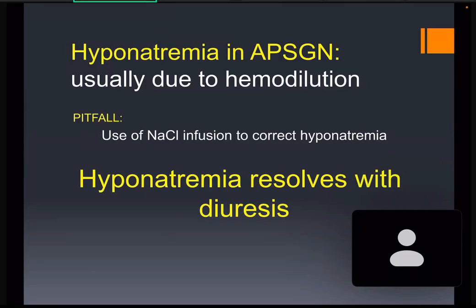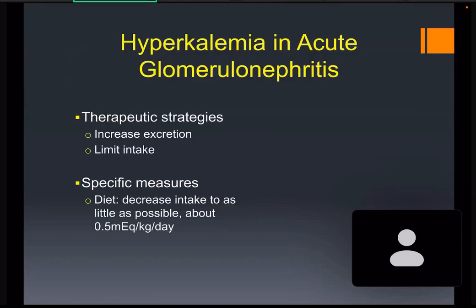Now, what about hyponatremia? It's also very common in PSGN, but again, like anemia, you don't need to correct this condition. The hyponatremia will just resolve on its own during the diuretic phase, or when the kidneys have already recovered. The hyperkalemia is the manifestation of AKI.